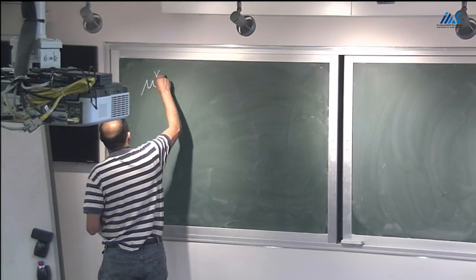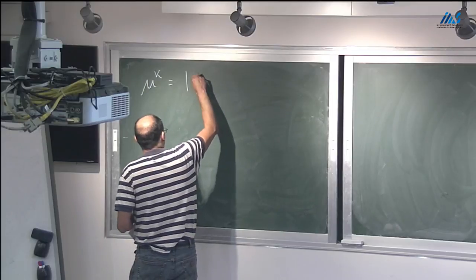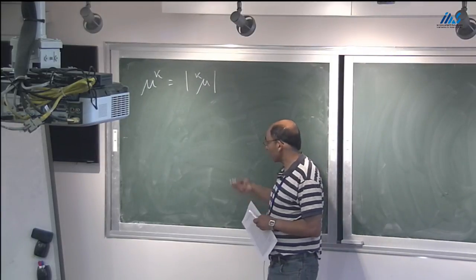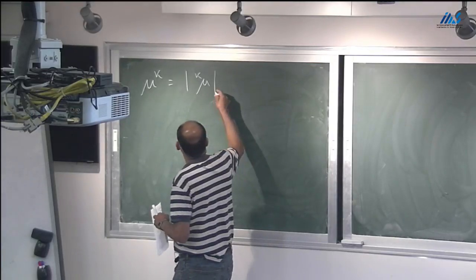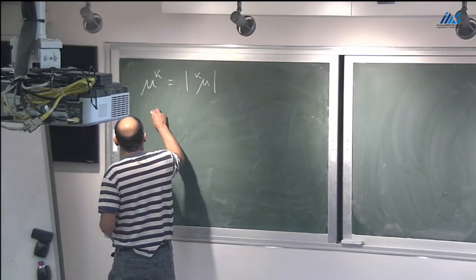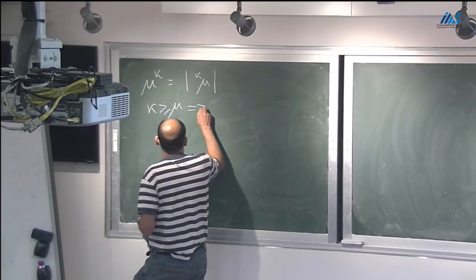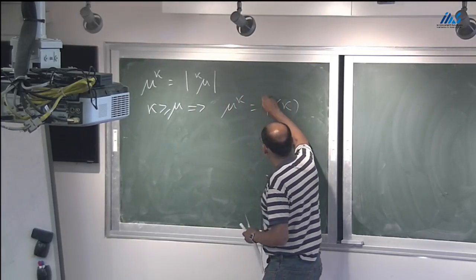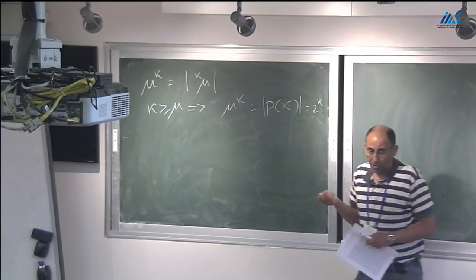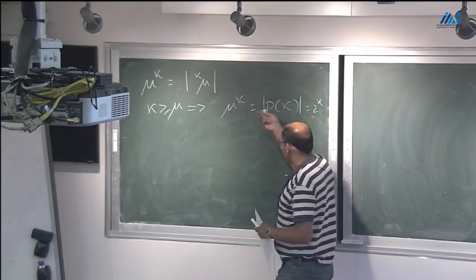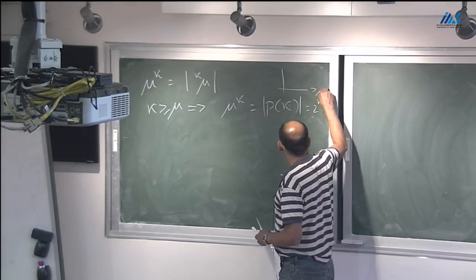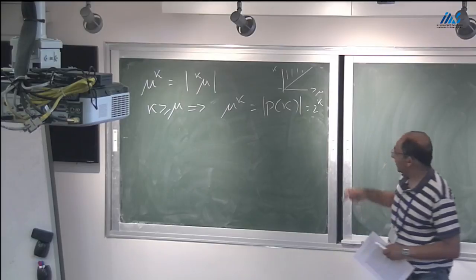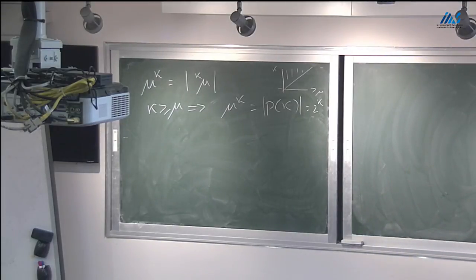Mu to the kappa is the cardinality of the set of all functions from kappa to mu. Some books write it like that. And it's really two different functions, right? This is the set of functions from kappa to mu. If kappa is greater or equal than mu, then mu to the kappa is just the number of subsets of kappa, right? So if you view cardinal exponentiation as a table, this is mu, this is kappa. Above the diagonal, this is just the power set, the number of subsets.